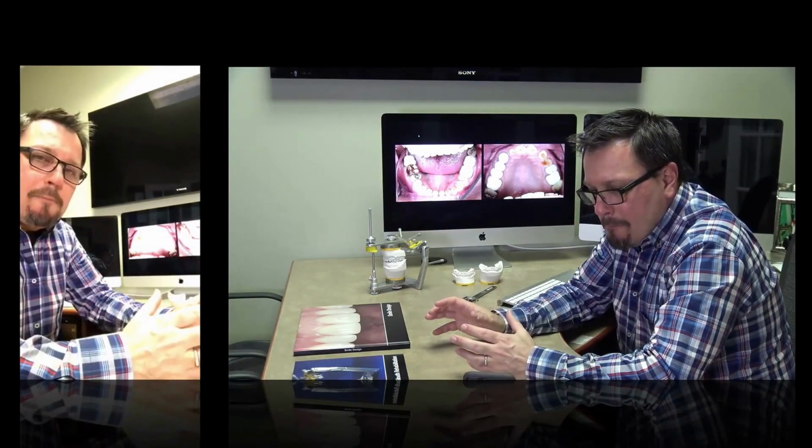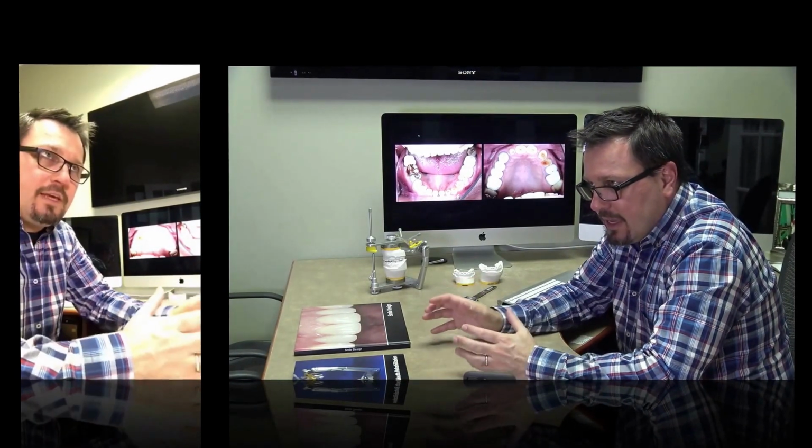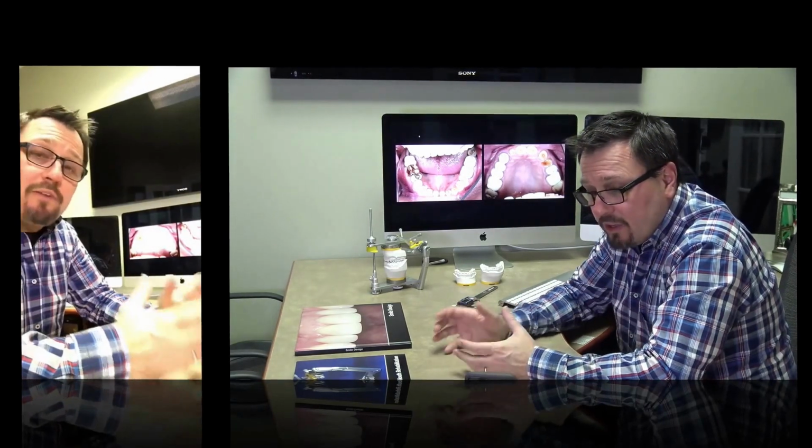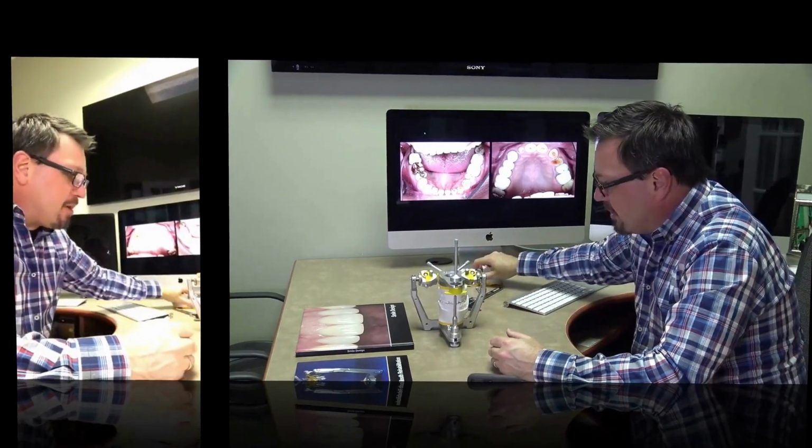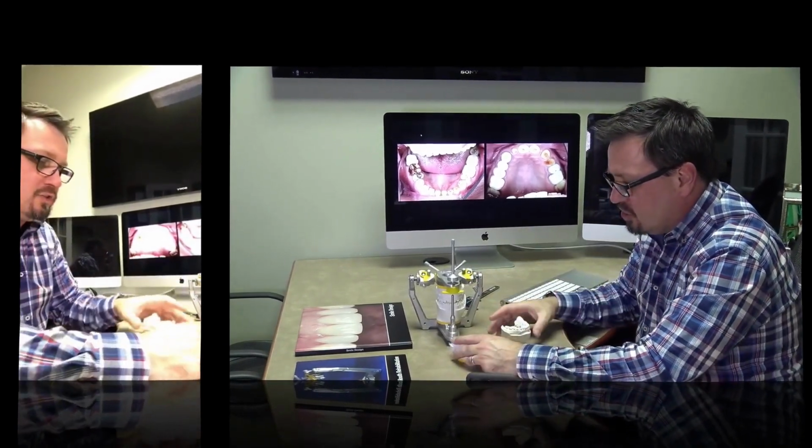Hopefully that makes sense. The bottom line is, I don't think you should really give fee estimates at an initial consultation where you haven't done the diagnostic records. And what we call it is a functional analysis. So we're taking two sets of mounted study models. This is exactly what I teach in occlusion design.